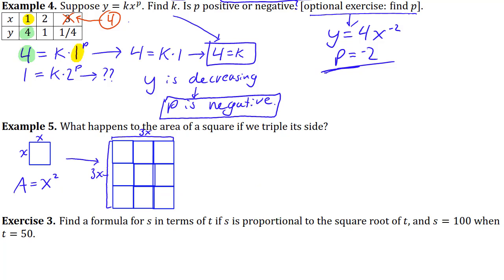And what is the new area? Is it 3 times as much area as we had before? Well, we had x squared here, x squared here, x squared here, x squared here, x squared here, another x squared, and another x squared. The new area is 9x squared. So what happened to the area? It got multiplied by 9.